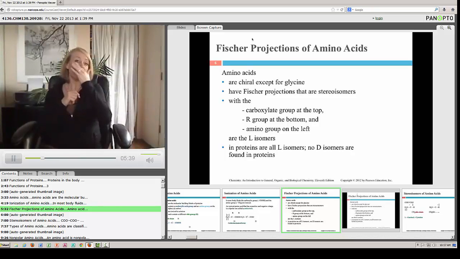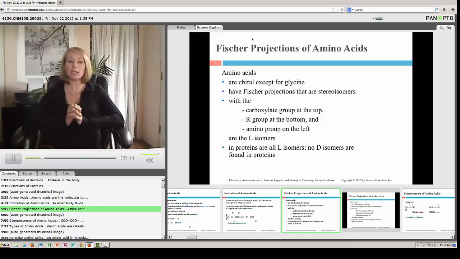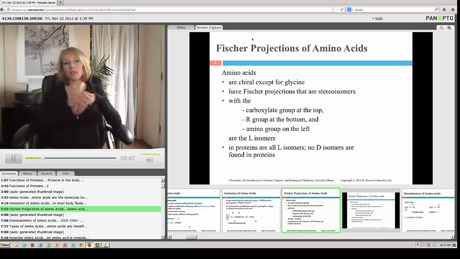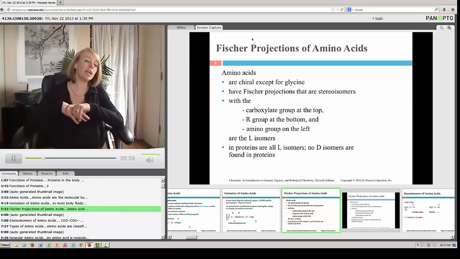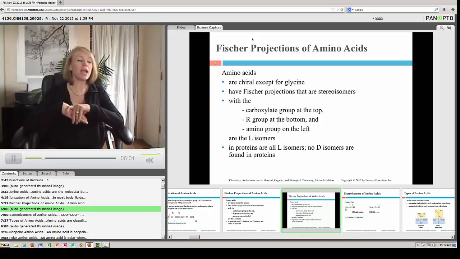In general, when we look at an amino acid, if the amino acid has been produced in nature, we'll find it in what we call the L configuration, meaning that the stereochemistry is L rather than D. Remember, in sugars, the more natural form of a sugar was a D configuration in Fischer projections, and when we look at a protein, again, it is in the L configuration.